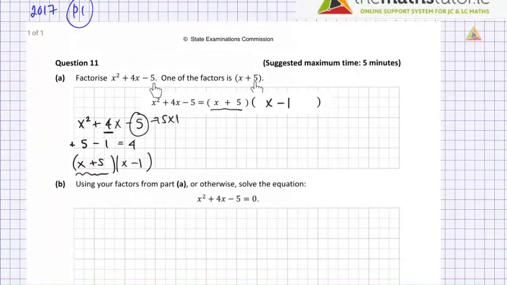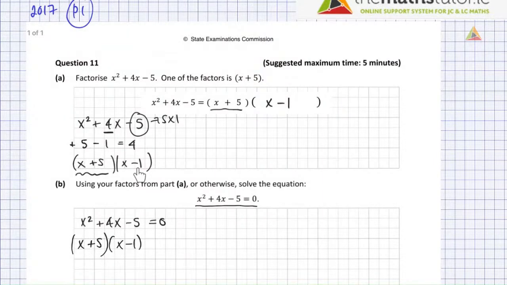Now if you look at part B, it says using your factors from part A or otherwise solve the equation x squared plus 4x minus 5 is equal to 0. So I'm going to rewrite that. x squared plus 4x minus 5 equals 0. Now we're after solving this. This is the solution, so I'm going to rewrite it: x plus 5 by x minus 1 equals 0. So I'm going to let each of them equal 0. So x plus 5 equals 0 and x minus 1 equals 0. So we want to get a solution for x.